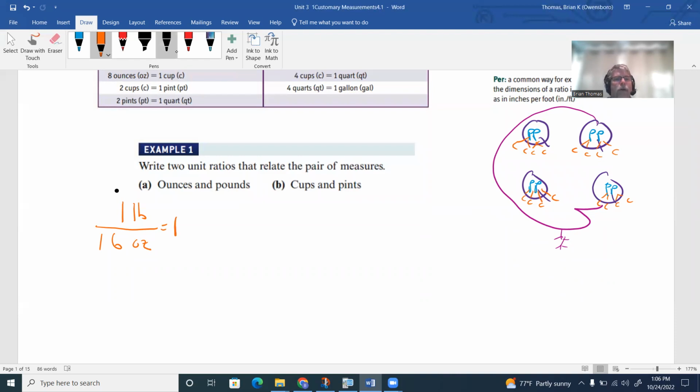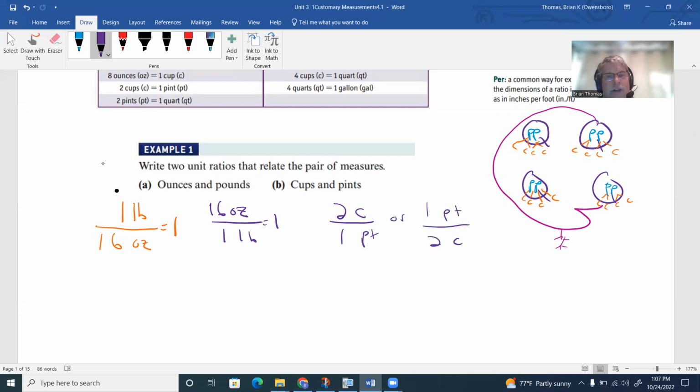Also could have put 16 ounces on the top and the 1 pound on the bottom, and that would also be the same thing as 1. So that's called a unit ratio, a ratio that represents 1. So as long as the numerator and denominator are equivalent, that will always represent 1. So cups and pints, notice how there's 2 cups per pint. So 2 C's per 1 pint. I think they use PT for pint. Or you could have had it as 1 pint over 2 C's.